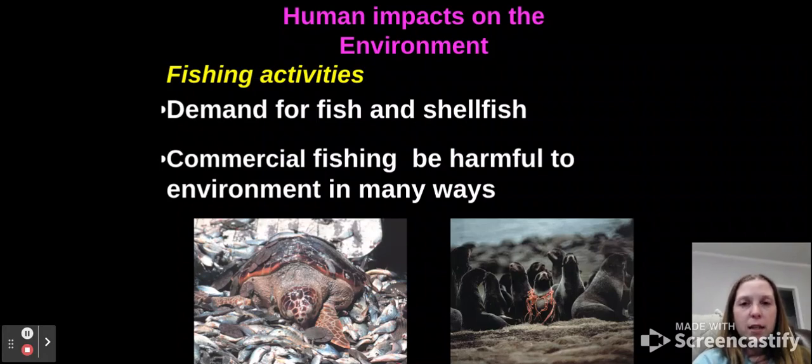Another impact is fishing activities. Based on food products, there is a demand for fish and shellfish. And then commercial fishing can be harmful to the environment in many ways. You might catch things that are not meant to be caught, like sea turtles, seals, sharks, all those things. You leave netting in the water and it catches on animals that are not meant to be caught. Lots of really big issues here.